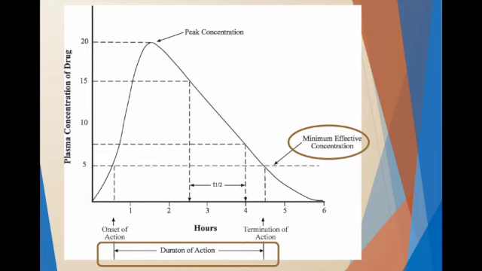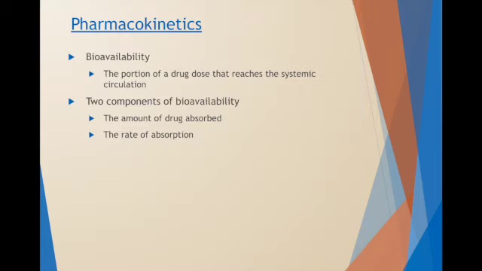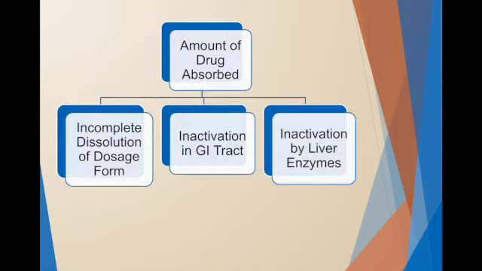Some key phrases for you. Bioavailability is the word that we use for the portion of drug that actually reaches the systemic circulation from how it was administered. The two main components are the amount of the drug absorbed and the rate of absorption.